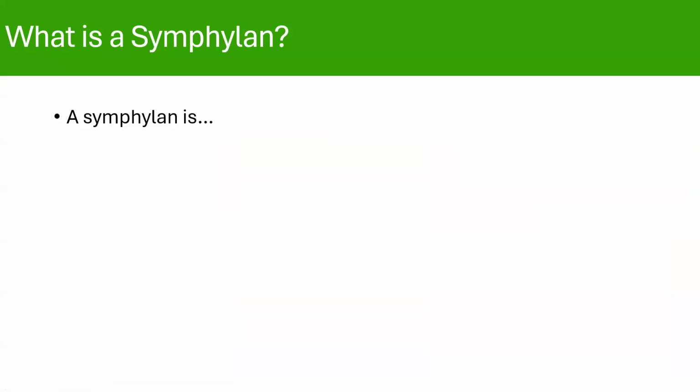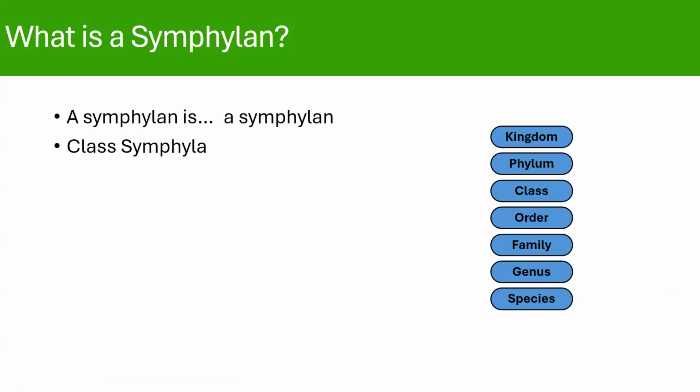Well, a Symphylan is a Symphylan, right? That may sound like I'm being a little bit flippant, and I am, but I'm also being truthful, because Symphylan is kind of its own category of animal. You may be familiar with the Linnaean taxonomy classification system, where we have kingdom, phylum, class, order, family, genus, species. Symphylan is actually way up there at the class level, so it's a really high level category, which means it's a really distinct kind of organism.